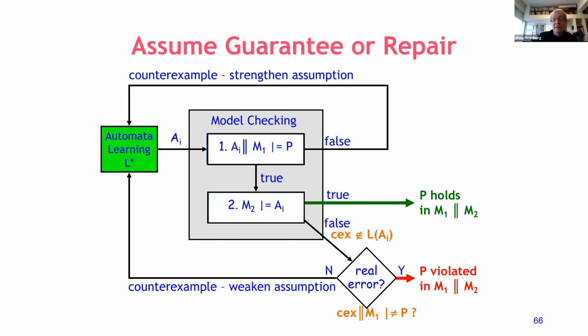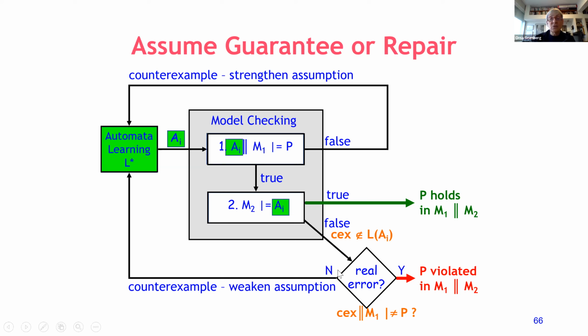We apply the L-star algorithm for automata learning in order to obtain this assumption. In the rule that we presented before, the main difficulty is to come up with an assumption that is suitable for the rule. So we come up with some assumption, and then we check whether it's appropriate or not. If it's appropriate, then we can conclude that P holds in M1 composed with M2 without ever composing M1 and M2. On the other hand, if we find a counterexample, we check whether it is real or not.